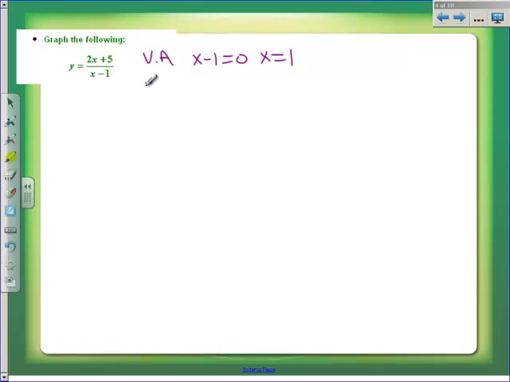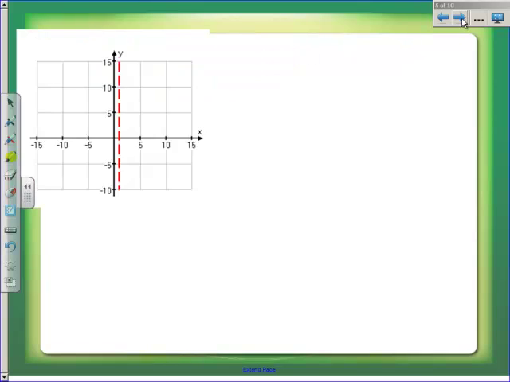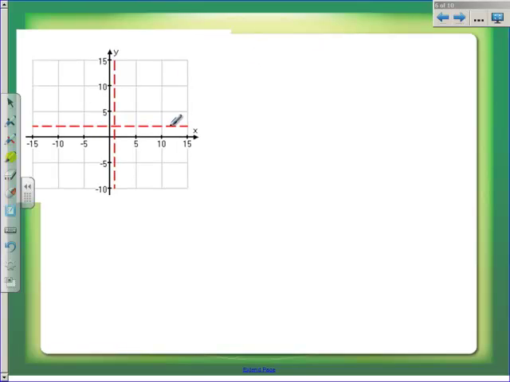The next thing I want to do is look at a horizontal asymptote. Horizontal asymptote, you know, we've got those 3 rules. Is it top heavy, bottom heavy, or even? This one is even because it's both x to the first, so we look at the ratio of the coefficients. And that horizontal asymptote is going to be at y equals 2. And that's typically the next thing that I graph. And you'll see here, I've got that graphed at y equals 2.